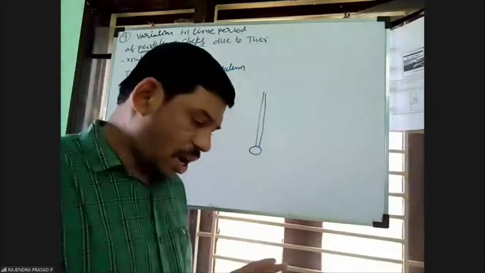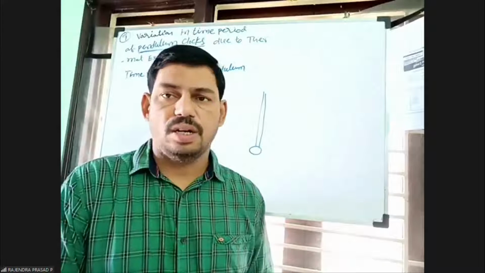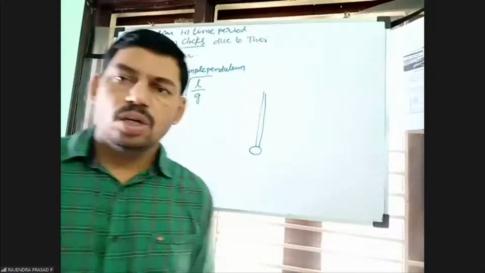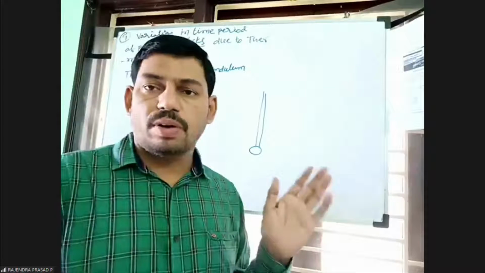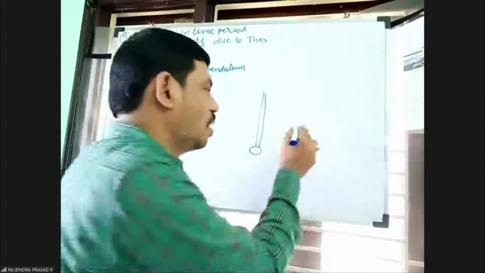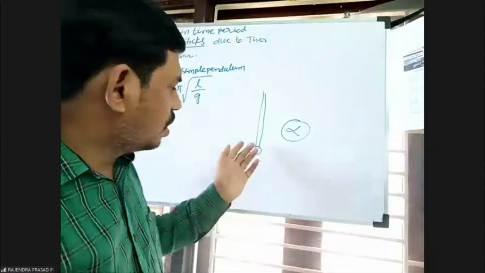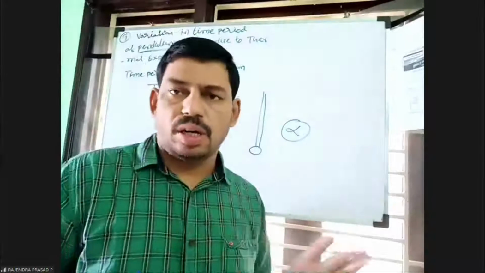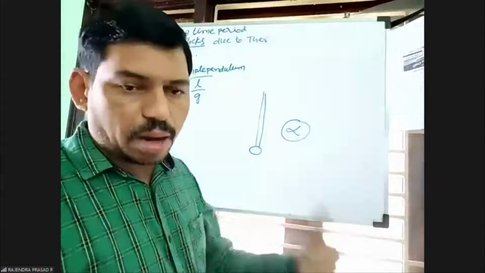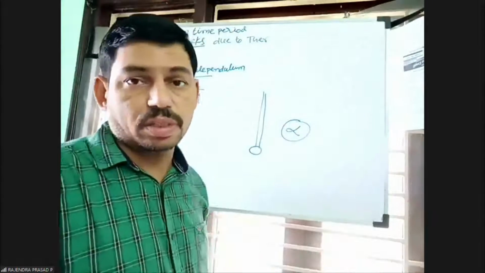These rods are made of invar steel, nickel plus steel, or silica. Because of alpha, the coefficient of linear expansion is very small. Alpha is very small. For example, if made of other material without invar steel, either iron or brass, any material, for example, pendulum clocks made of iron or brass.